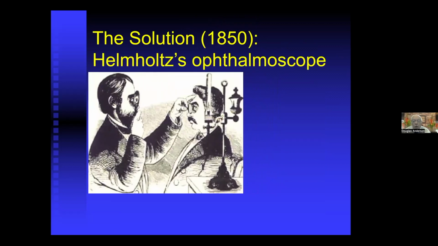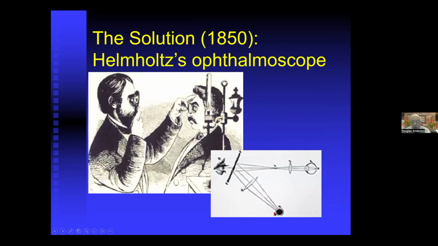The problem was solved by Helmholtz by using a candle and having a mirror that shined the light into the eye through a lens. It's an indirect ophthalmoscopy, and there was a hole in the mirror so that you could see in the same axis as the beam of light that was illuminating the inside of the eye. There's a diagram of the candle going to the mirror, into the eye, and then being visualized by the person through a hole in the mirror.